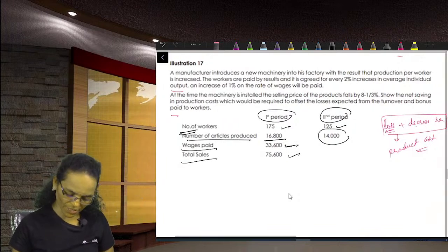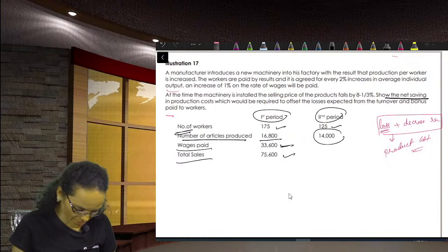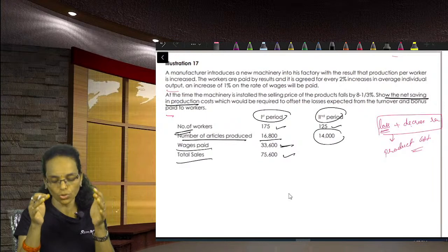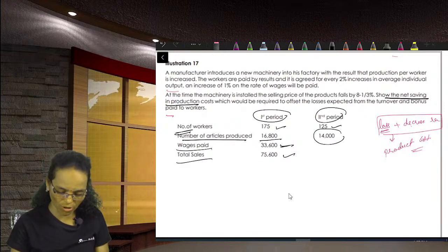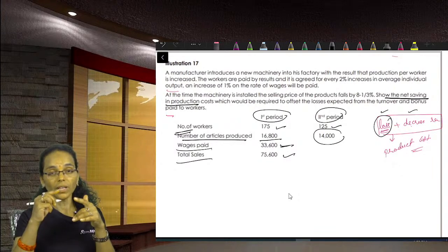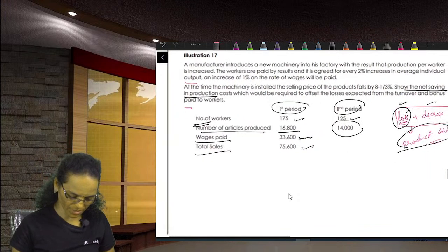Now what do we need to calculate here? What is the question? Show the net savings in production. What is the amount we need to save from the production so that we will overcome the losses from the decrease in the selling price and the loss because of the bonus paid to the employees? So we need to find this out.